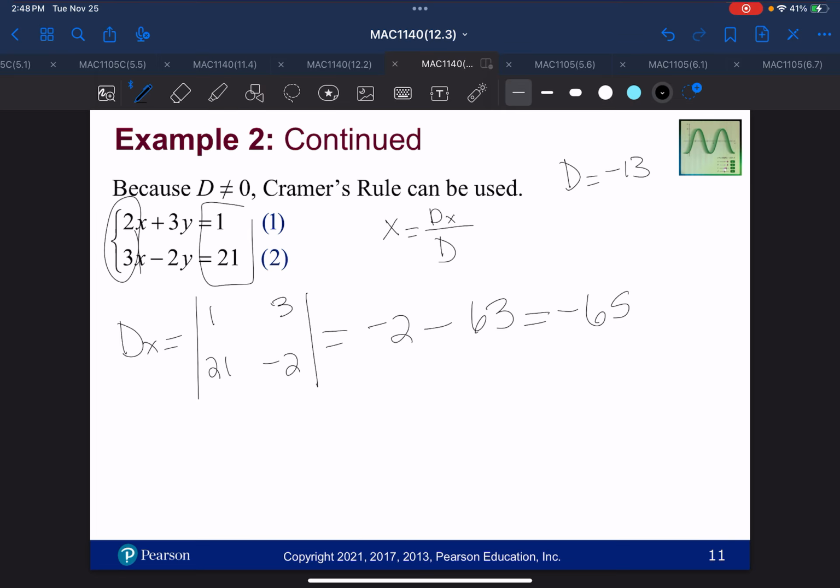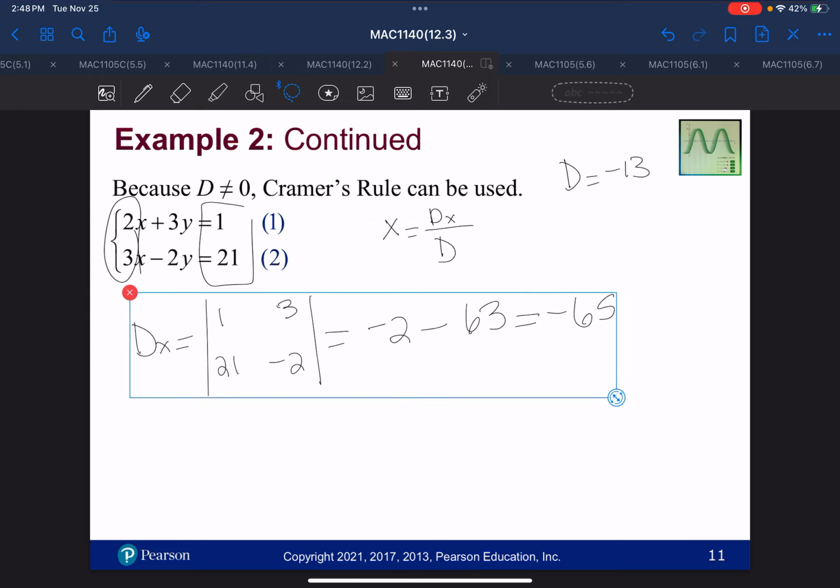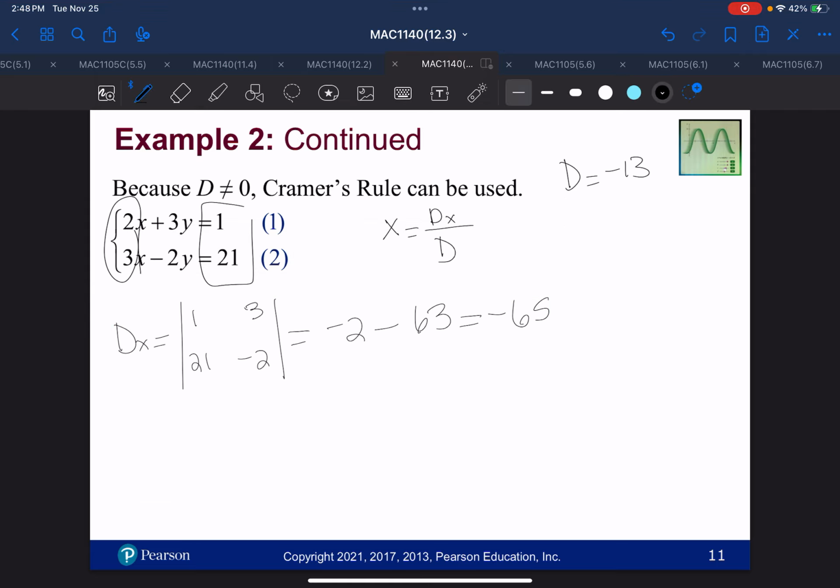So the x coordinate would be negative 65 over negative 13, which gives me a positive 5. So that's my x coordinate.